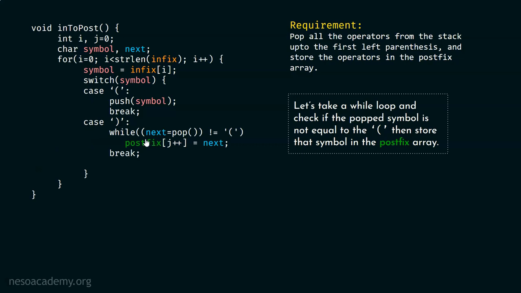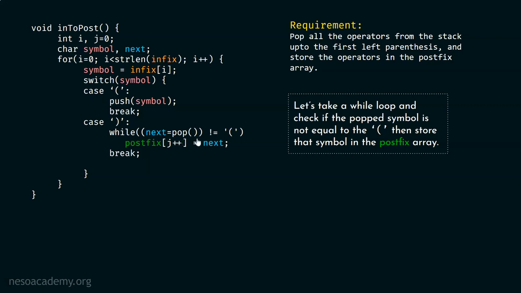Let's call the pop function in the while loop itself. Definitely this pop function will return some value, that is the topmost element of the stack. We'll store that value inside this variable next. That's why I've declared this next variable over here. And then after this, we'll check this condition. Is next equal to left parenthesis? If it is the case, we'll get outside of this while loop. Otherwise, we'll continue to pop all the elements from the stack.